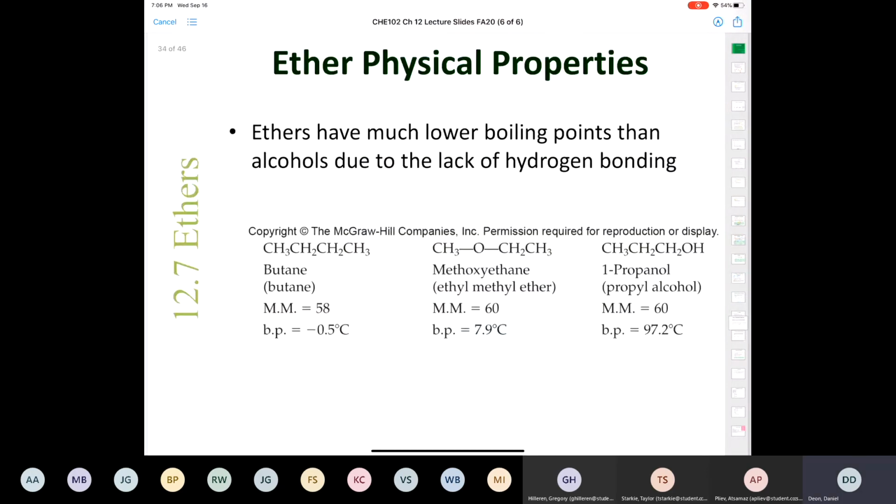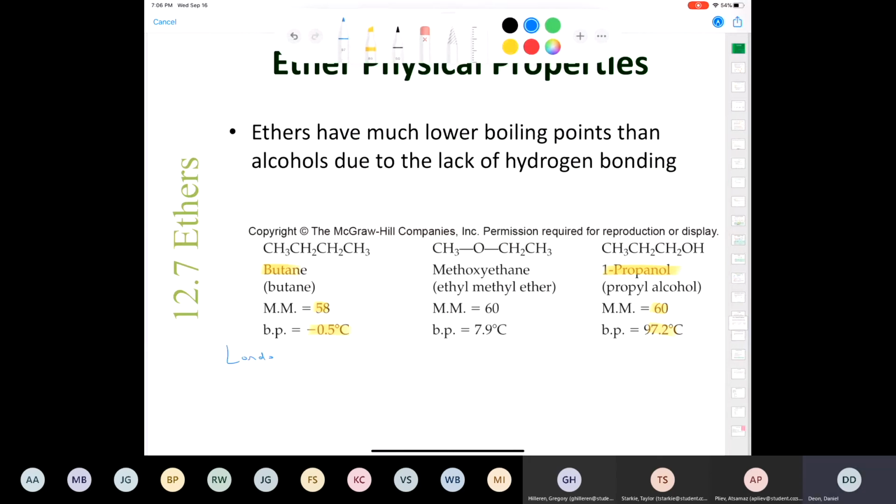All right, let's talk about the physical properties of ethers. Earlier on this evening, we took some time to take a look at these two compounds. We looked at butane and we looked at 1-propanol, and we compared them. We said they have similar molar masses. And then we looked at the differences between their boiling points. And we said, well, butane only has London forces. And then we said, well, the propanol definitely has London forces because all molecules have London forces.